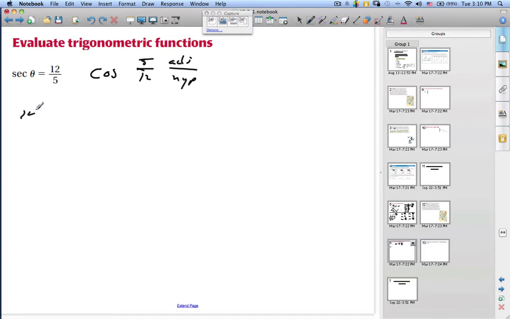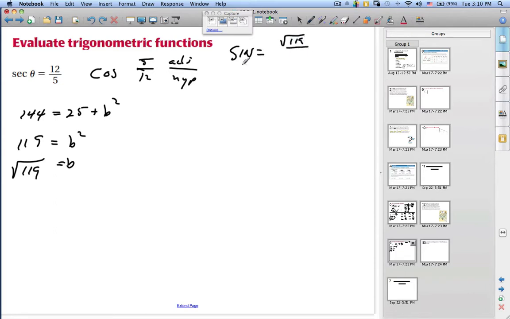So I know that 144, which is 12 squared, is equal to 5 squared, which is 25, plus my side opposite squared. So this is going to be b squared is 119, so b will be equal to radical 119. So if I want to find sine, it's radical 119 over the hypotenuse, which is 12.